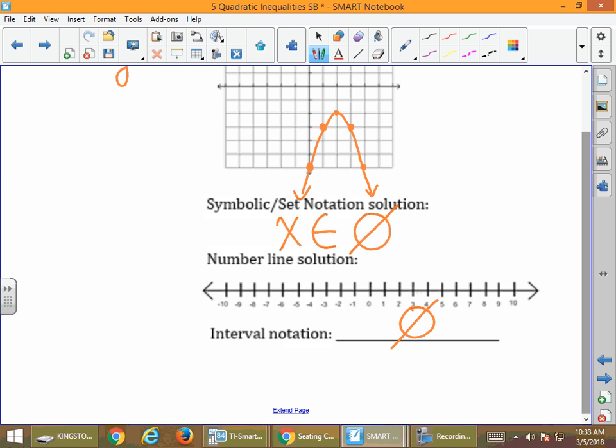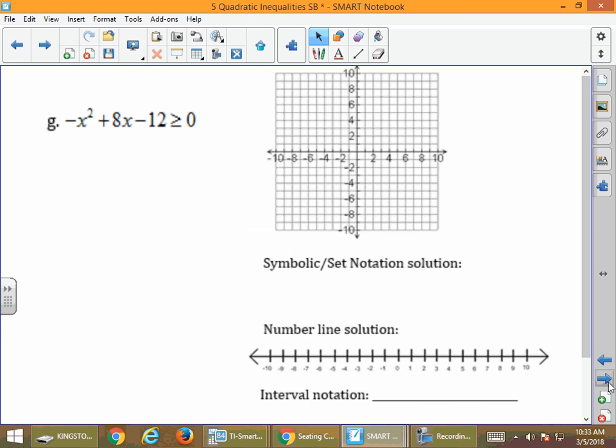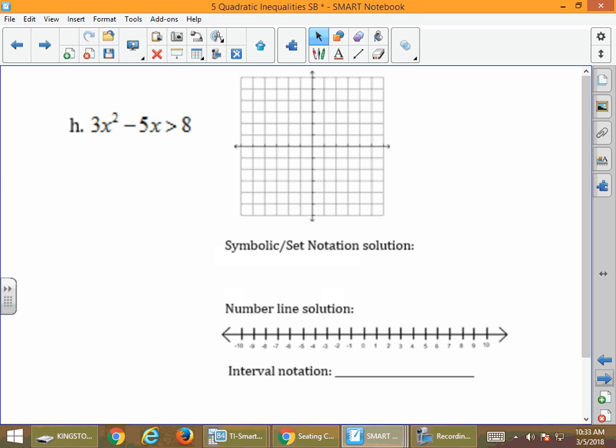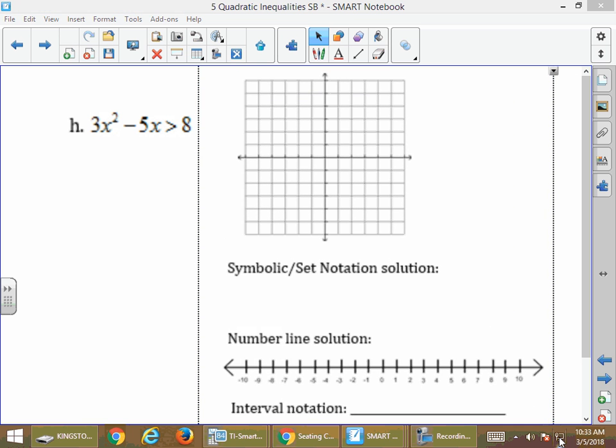I want to jump to letter H here, and I don't want to rush through it. If I have time, I may go back and do G, but I want to talk about letter H for a couple of minutes, because this is the first one that doesn't relate back to 0, for starters. Whew.